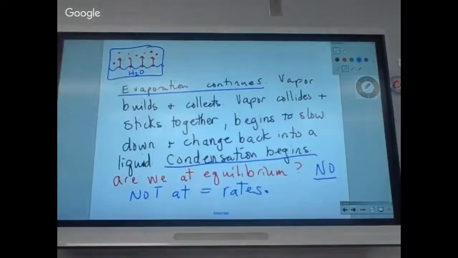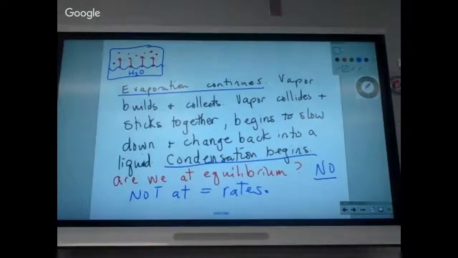Now, if it doesn't expressly say that the rates are equal, can you assume the rates are equal? No. It's a lot like the gas laws where it said STP. If it doesn't say STP in the question, could you assume STP? No. So if it doesn't tell you in the question that you're at equilibrium or the rates are equal, can you assume those things? No. So here it said evaporation was continuing, condensation was beginning. It doesn't say anything about the rates are equal. You cannot assume the rates are equal. So we have to assume that they're not the same.